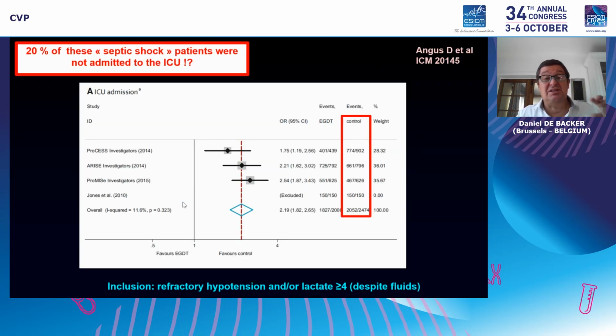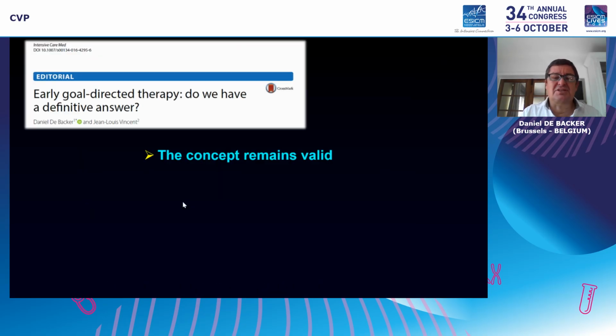And also the septic shock patients were a little bit strange in the recent trials because indeed 20% of the patients with septic shock, refractory hypotension and lactate above 4 were not admitted to the ICU and were not dying. These patients were just discharged to the ward after 6 hours, which is not really septic shock patients. So obviously, the concept may remain valid.